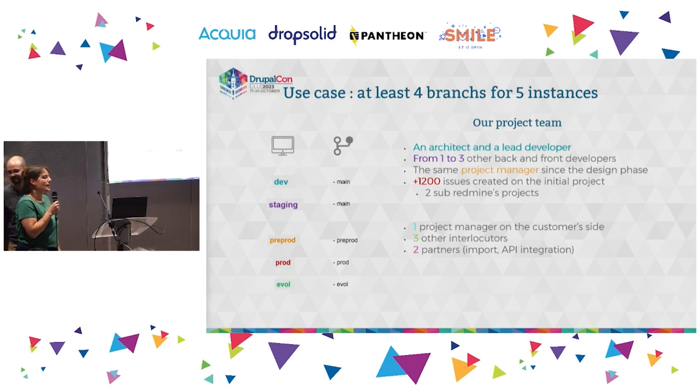So in this use case, as a team, we are working with an architect and a main lead developer, one to three or more developers back and front, the same project manager since the beginning of the project, and a lot of issues and tickets, and two sub-projects on Redmine. It's a tool we are using for our project management. On the customer side, we have one project manager, Francis, and other people. And two technical partners for video integration and IDRF integration. And in terms of organization, we have four main branches and five instances, and we'll talk about this a little bit later.